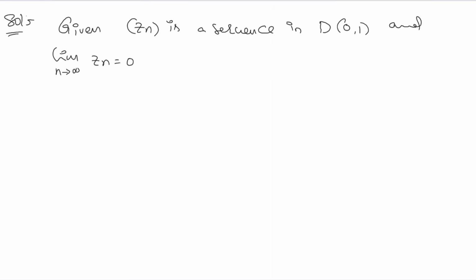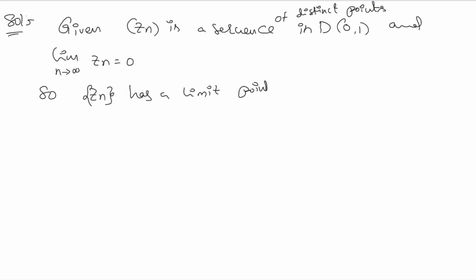Since the limit as n tends to infinity of Zn equals 0, and Zn is a sequence of distinct points in this disk, Zn has a limit point 0 in D(0,1).